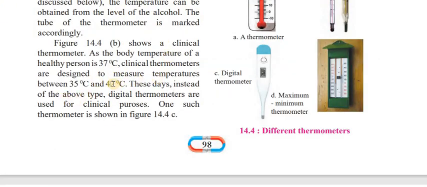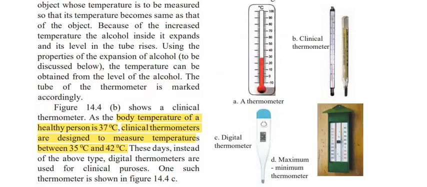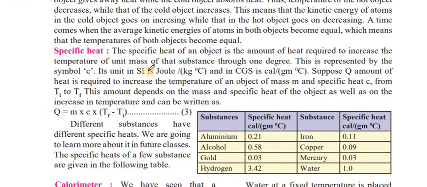Next one, the important question: the body temperature of a healthy person is 37 degrees Celsius. Next one, clinical thermometers are designed to measure temperature between 35 degrees Celsius and 42 degrees Celsius. Just remember here, it's an important diagram for the exam. Do practice for it.